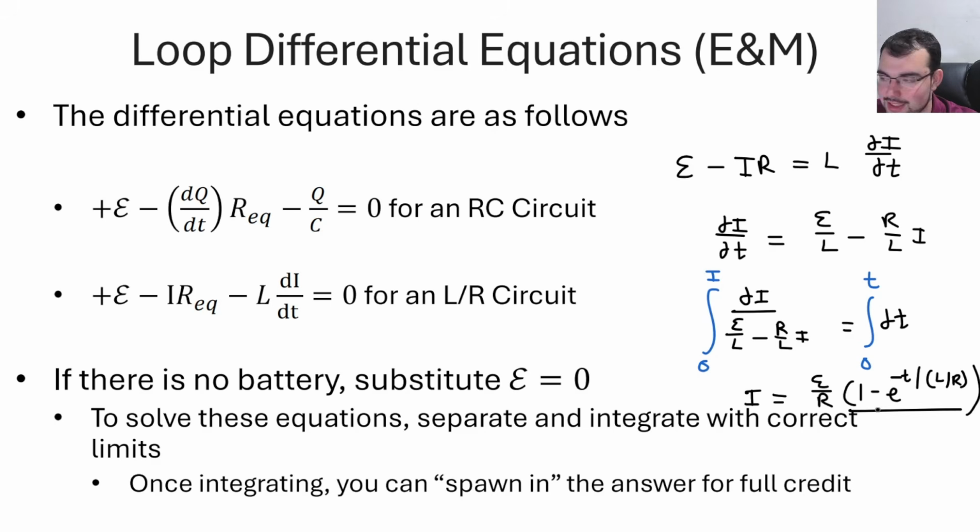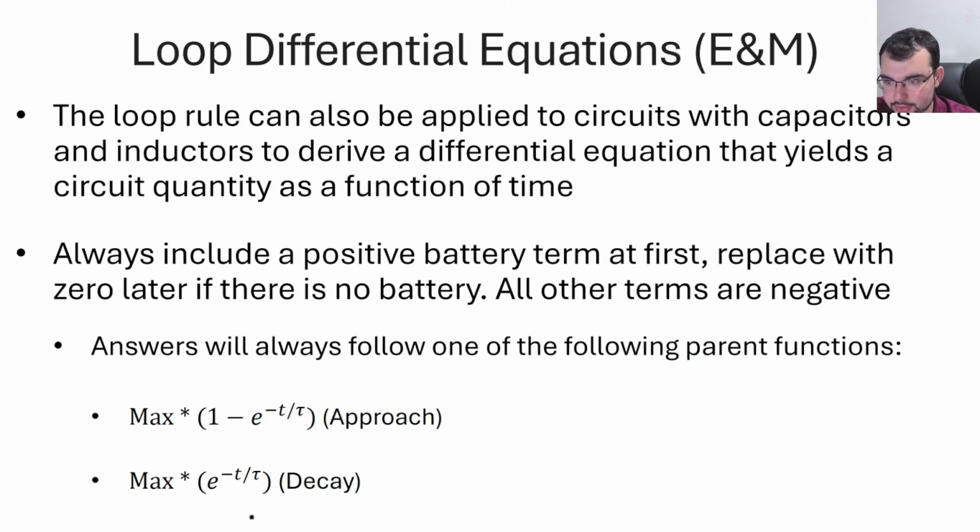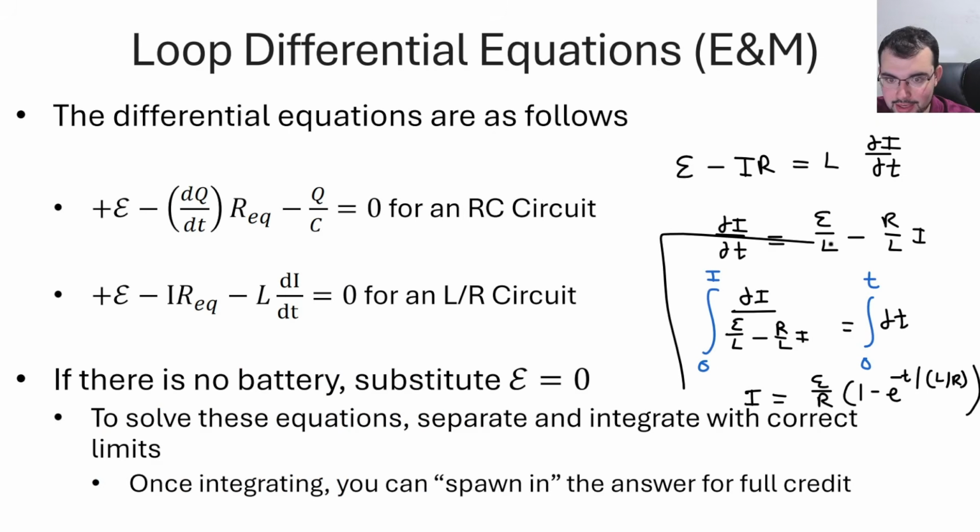So 1 minus e to the negative t over tau is my parent function, and my steady state value would just be, the inductor's a wire, so you just get the Ohm's law current. I do really encourage you to just kind of know these. It saves you a lot of time. This is an absolute headache to solve, and you'll waste a bunch of time on the free response messing with symbols. And you get exactly 1 point going from here to here. So you get a point for the loop rule, a point for separating, a point for integrating, and then a point for the answer.